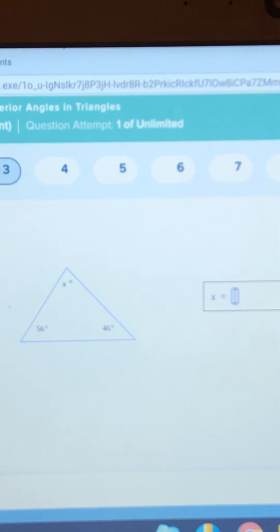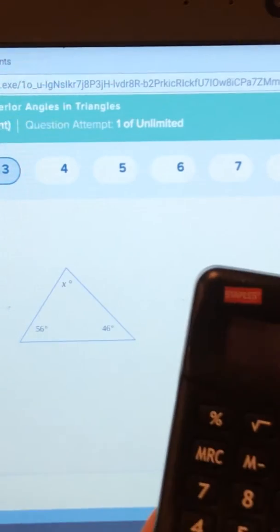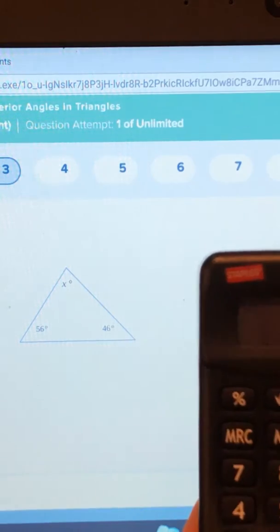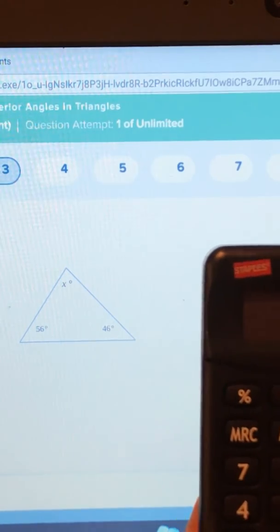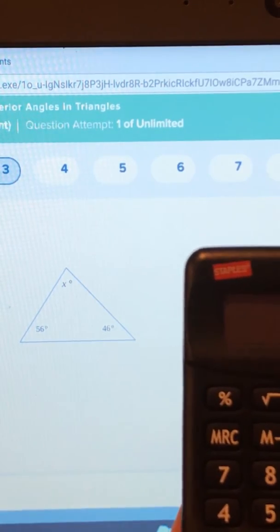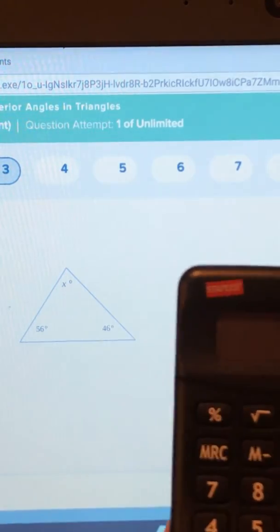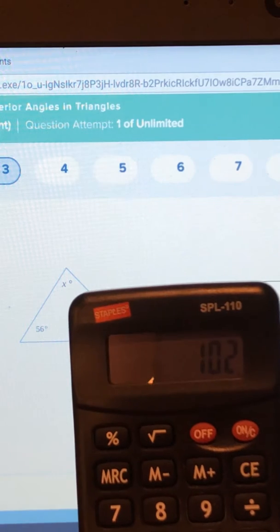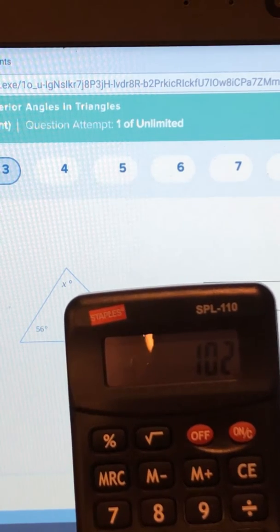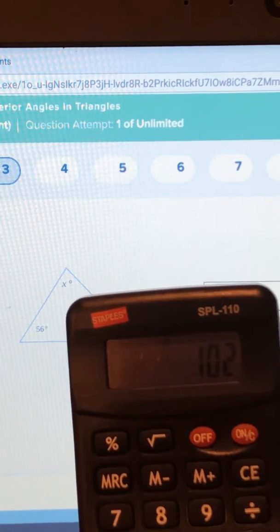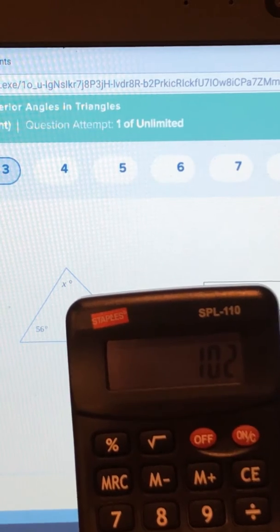One more. I think that's the last one that's like that. One missing angle, 2 angles given, all 3 added together equal 180. So I'm going to take the 56 plus the 46. That's 102. 102 plus what is 180? 78.